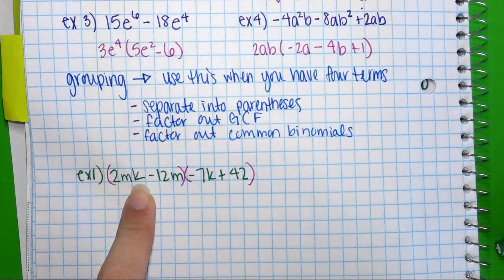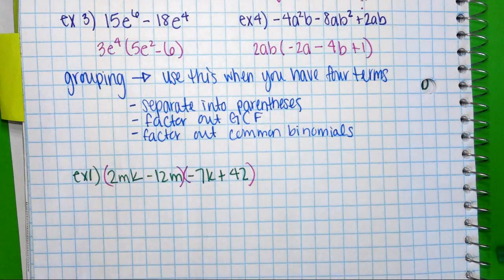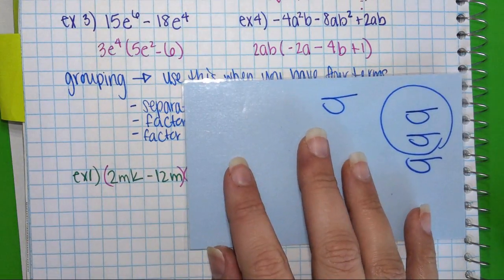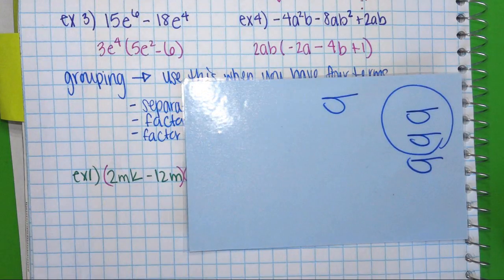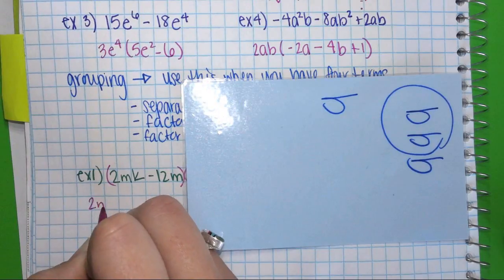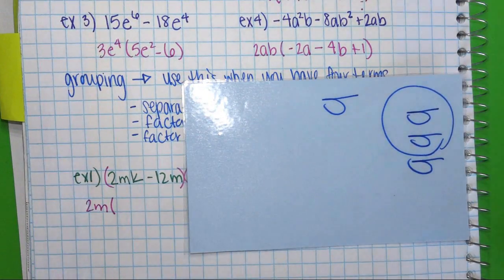Now, we factor out the GCF of 2mk and 12m. What do those 2 terms have in common? 2m. So what's going to be left inside the parentheses if we factor that out?